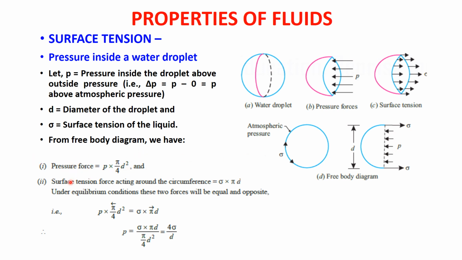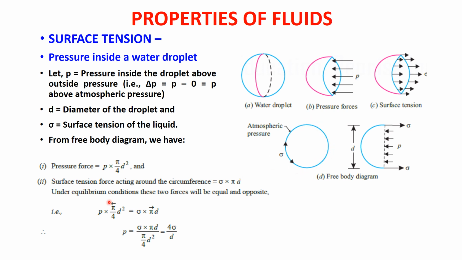Second is the surface tension force acting around the circumference. Now we know that this is the surface of the droplet, so here the surface tension force will be created. The surface tension force has magnitude sigma, and here you can see sigma into the circumference. Now the circumference of a circle, we know the formula is 2 pi r, or since 2 times radius is 1 times diameter, it is also known as pi d. So sigma into pi d is the surface tension force acting around the circumference of that particular water droplet.